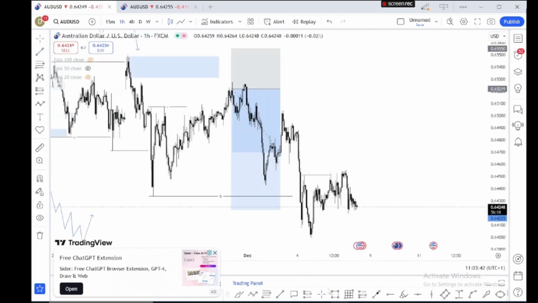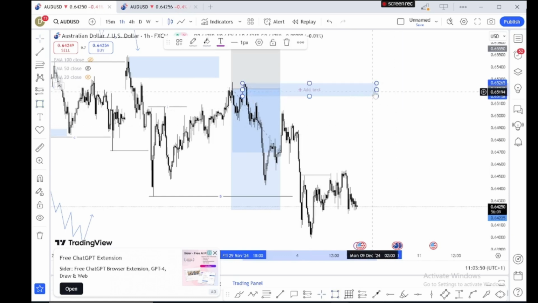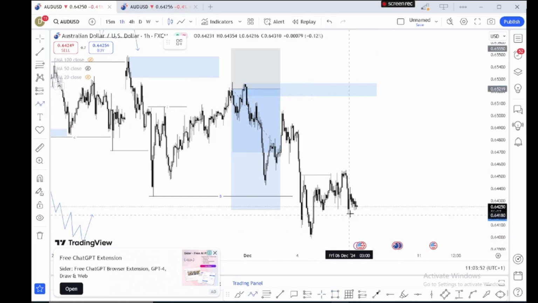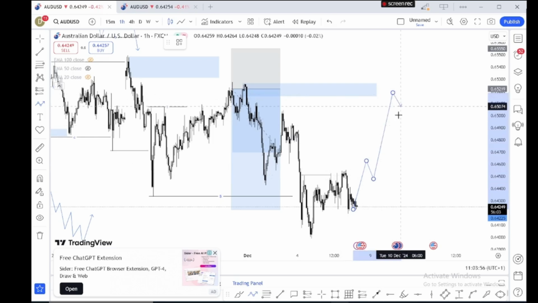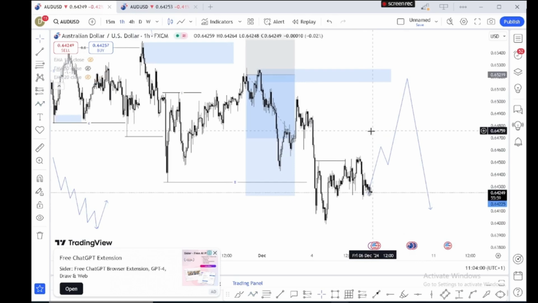Market swept this inducement. This can be a sign that the market wants to go down, but this is not my approach. Where I'm looking to sell is this level again. So if the market eventually comes back here like this, then I will sell again to this level. It's as simple as that, because this is where my extreme order blocks are.